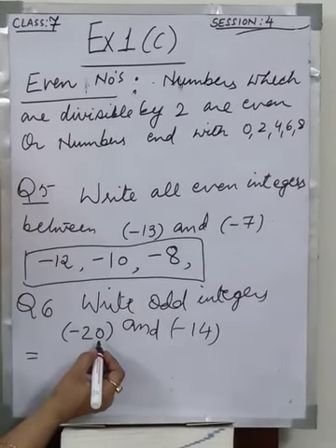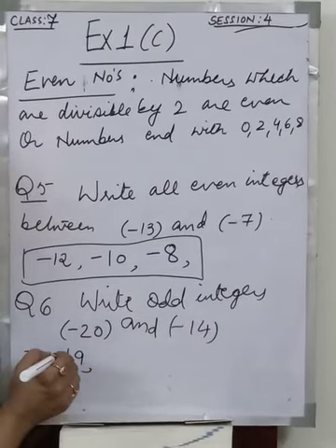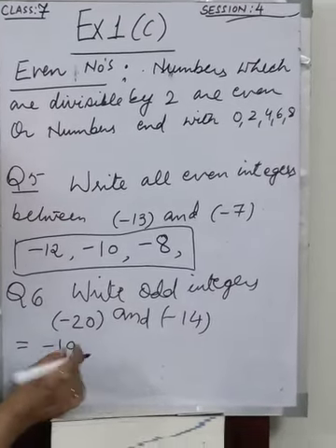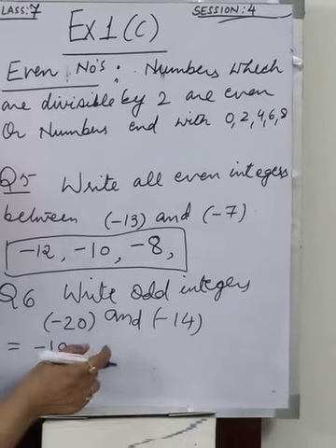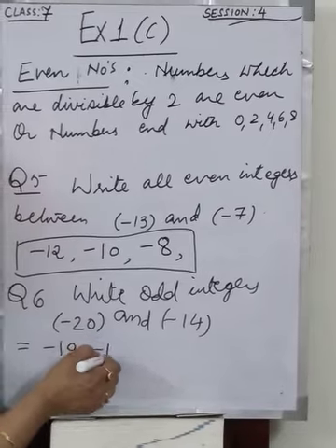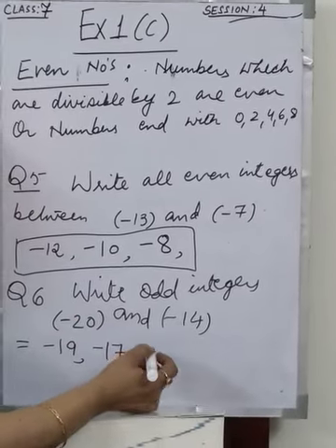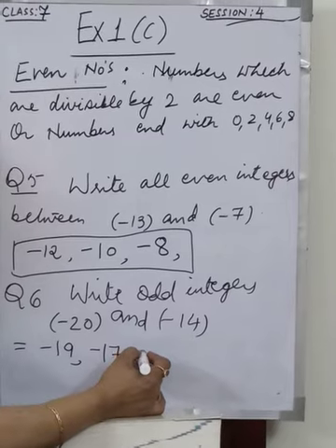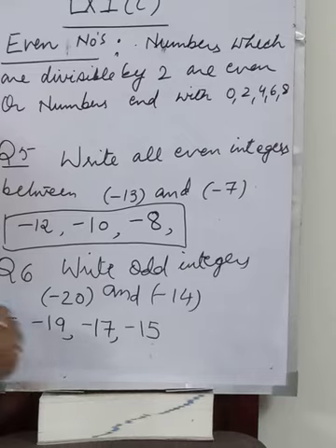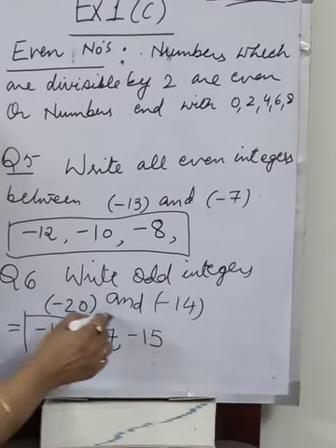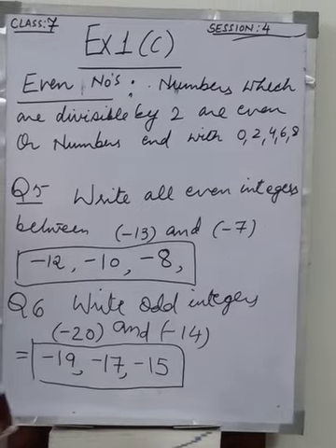After -20 we have -19, that is odd. Then we have -18, that is even, we leave it. Then -17. Then -16 is again even, we leave it. Then -15. So what are the odd numbers between -20 and -14? These are the 3 numbers.